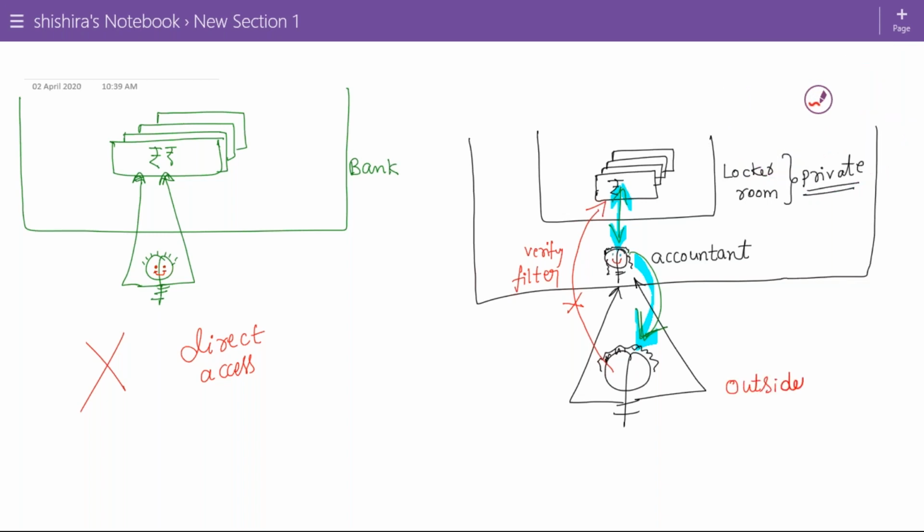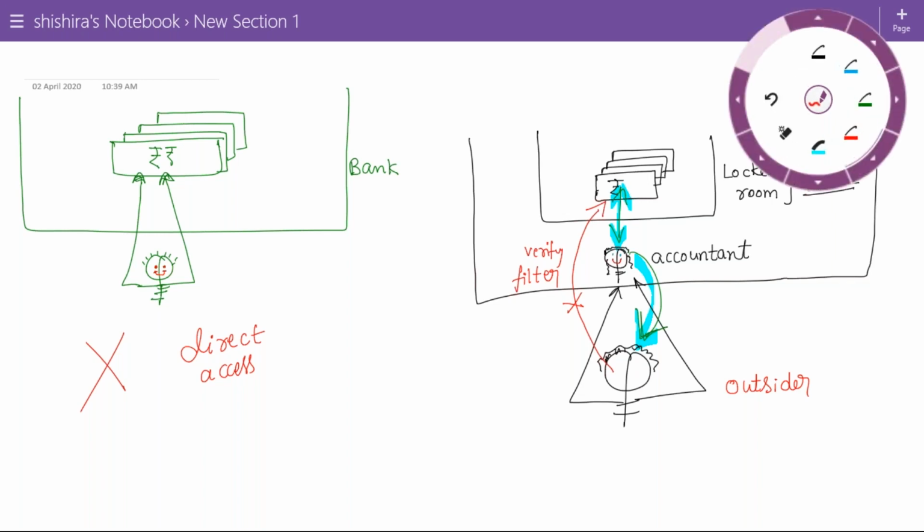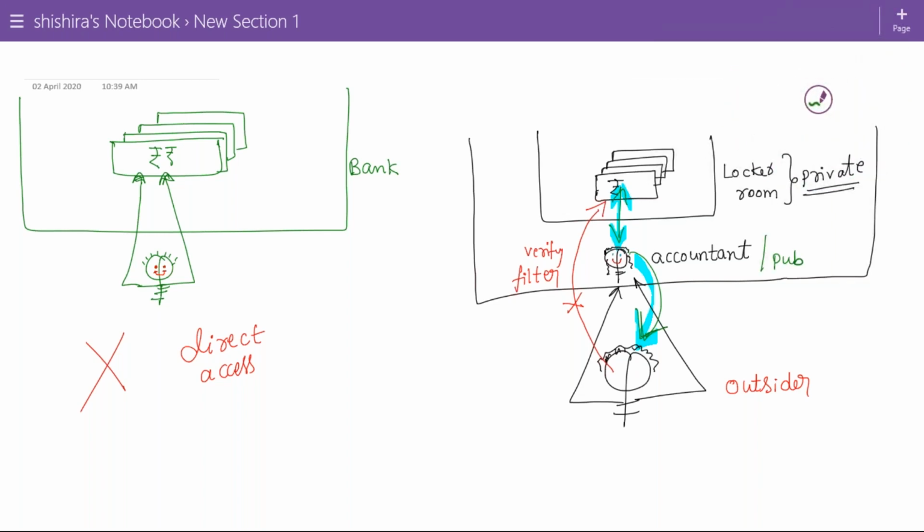You are an outsider. And who is public here? So the accountant is public, okay? The accountant is available to you. You can go and talk to the accountant, whatever you want to talk. Then you can give the checkbook, passbook, your ID cards, etc. That accountant is going to give you what you really wanted. So you wanted money, so she's going to get you money, but through indirect access.